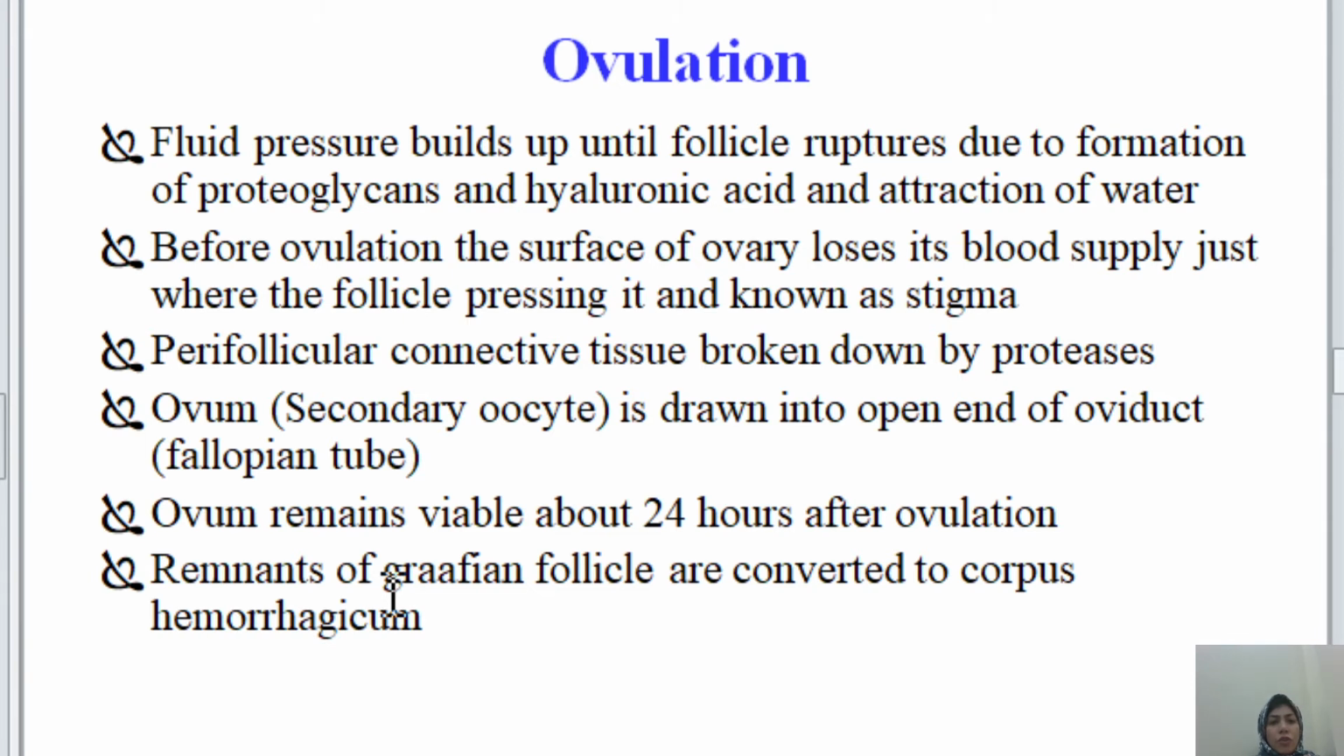Follicular connective tissues are broken down by proteolysis. The ovum or the secondary oocyte is driven into the open end of the oviduct or fallopian tube, and the ovum remains viable about 24 hours after ovulation. The remnants of the Graafian follicle are converted to the corpus hemorrhagicum.